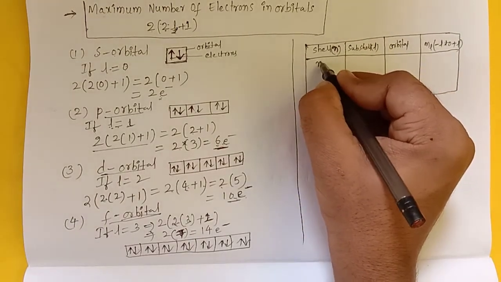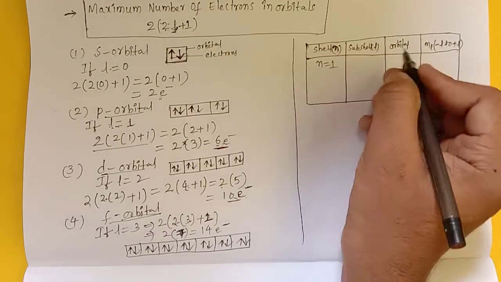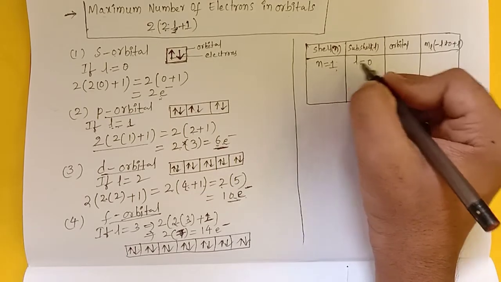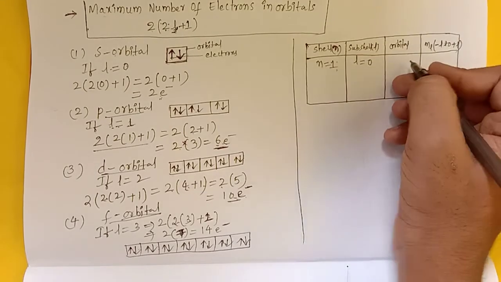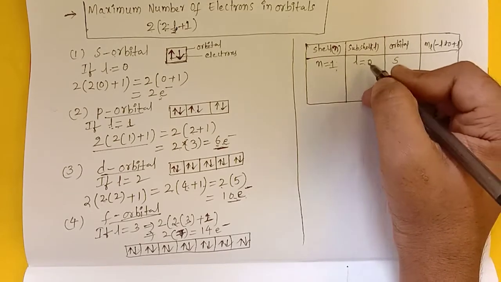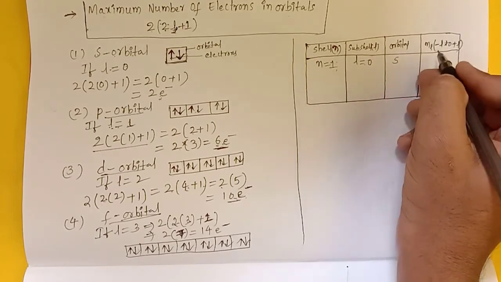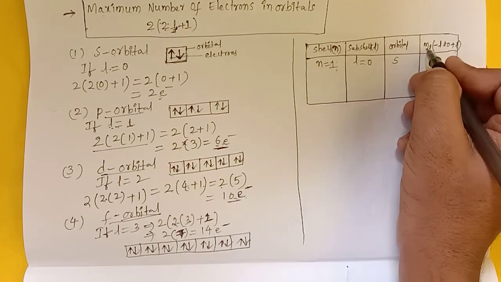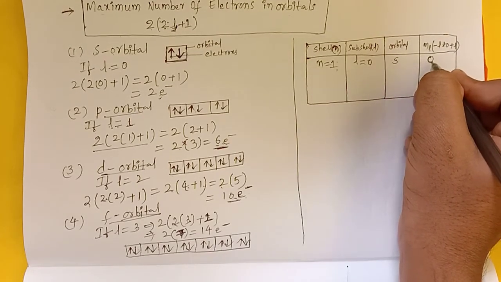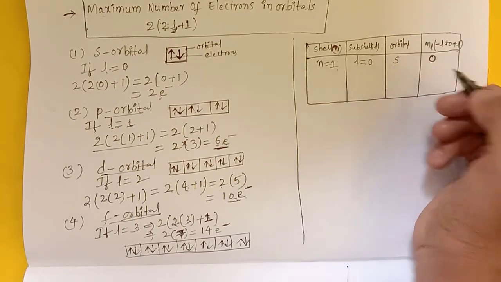Next, n equal to 1, let us consider. N equal to 1 means L value is how much? 0. N equal to 1, L value is 0. And L equal to 0 means which orbital? S orbital or s subshell, we can say. And what are the ml values? S orbital means only one box. So what is the value for s orbital? 0.